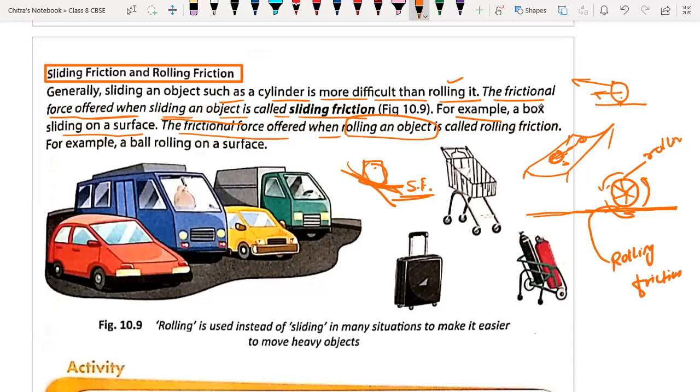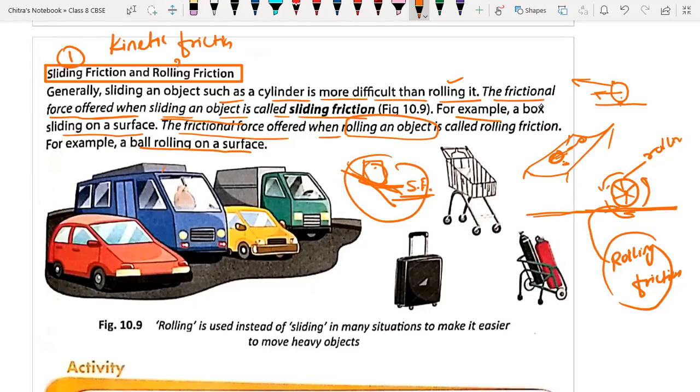So here we have sliding friction, and that one is rolling friction. For example, a ball rolling on the surface, after moving some distance, will stop automatically. First its speed reduces and then it stops. It is due to the rolling friction working between them. So these are nothing but the types of kinetic friction. Kinetic friction is of two types: number one sliding friction and number two rolling friction.